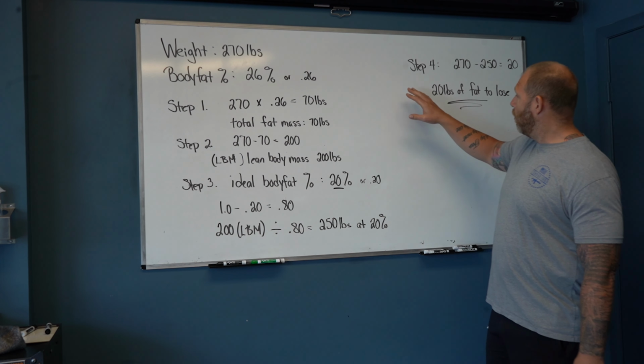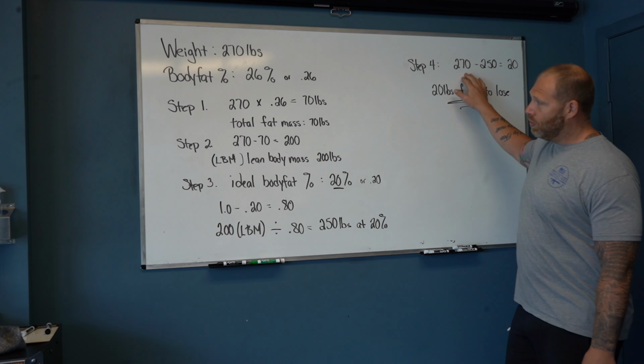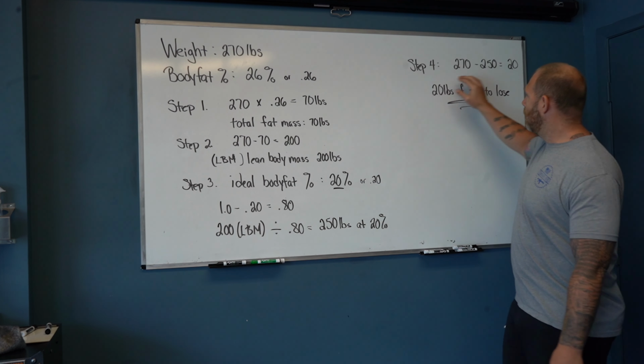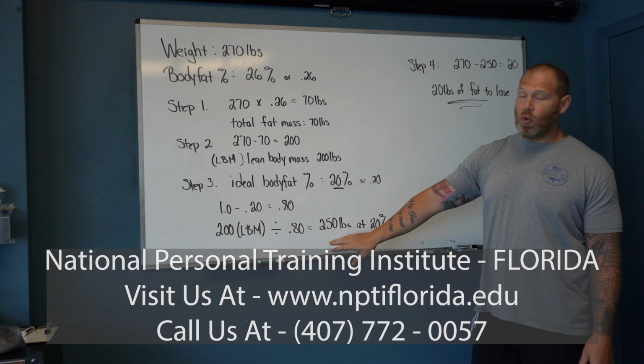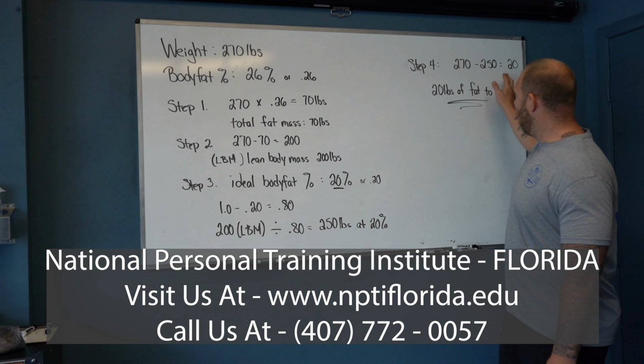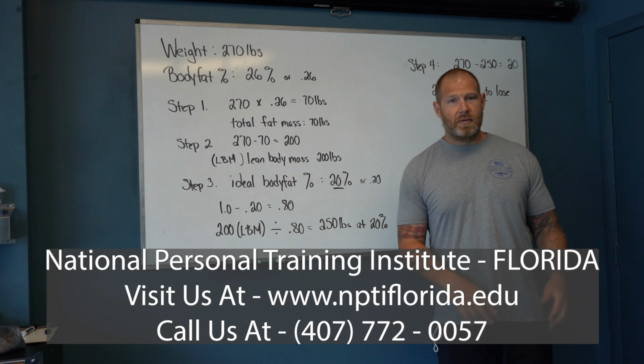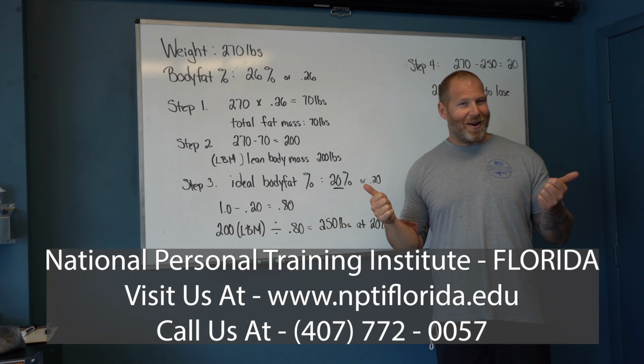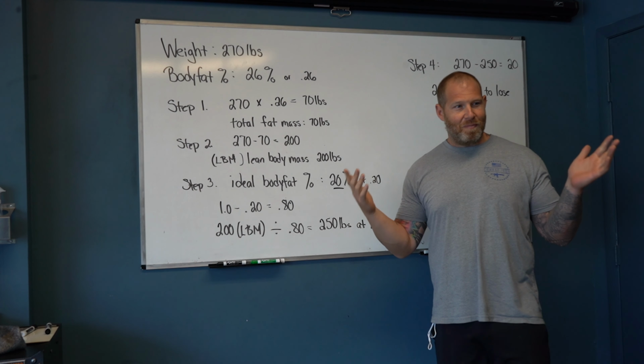And then step four is you take your 270 starting weight minus what you're going to weigh at 20%, and you come up with 20 pounds of fat loss. And then from there, we go to macronutrients.